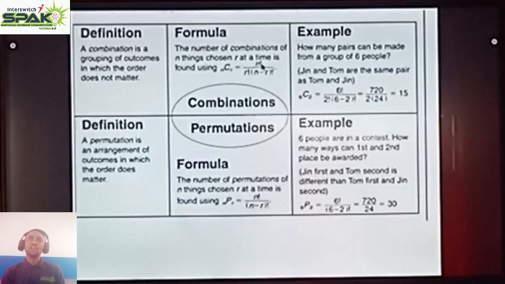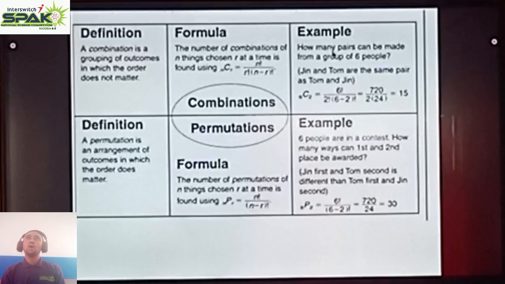For example, if you have 4 factorial, reduce 4 to 1. To reduce 4 to 1, you have 4, 3, 2, 1. Then you multiply everything. That will be 4 times 3 times 2 times 1. That is 4 factorial. So the formula for combination is this.